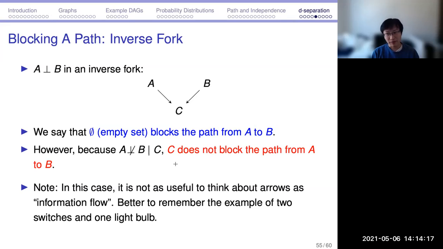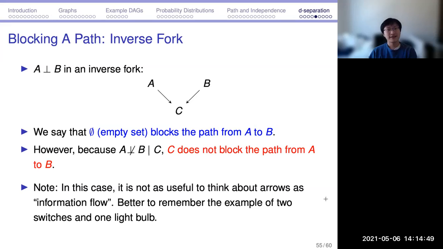Or sometimes people actually say, when we condition on C, we open the path from A to B, which was originally closed when we don't condition on anything, or originally blocked, I'd say. Okay, so yeah, sometimes it's kind of counterintuitive. So I guess the advice I'd like to give is to memorize the example of two switches and one light bulb.